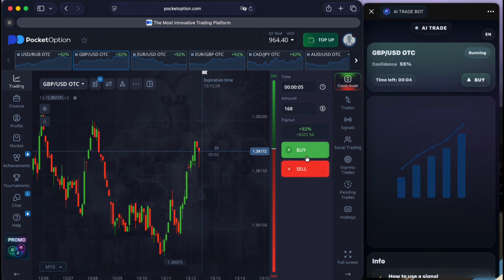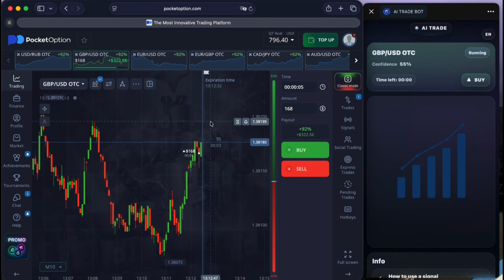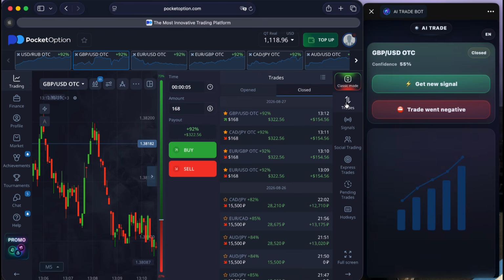The payout is also 92%. There is a buy signal with confidence of 55%. Opening upward, and a sharp impulse gives us another increase on our deposit without any problems. In just 3 minutes of trading on this broker, adding over $600 to the deposit.